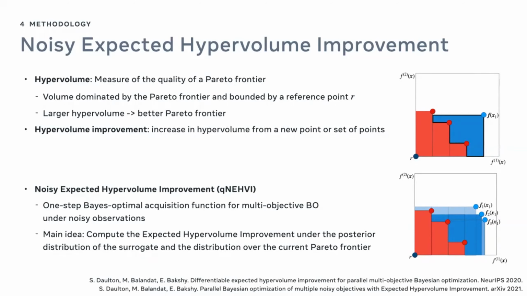Basically adding to that, we can also account for noise, which is non-trivial, and there's a recent paper that Sam Daulton, myself, and Eytan Bakshy wrote on this, on noisy expected hypervolume improvement, which turns out to be the one-step Bayes optimal acquisition function for multi-objective BO under noisy observations. Again, details here aren't that crucial, but it is crucial that we use this method to be able to generate large batches of points in a noisy environment for multi-objective optimization.